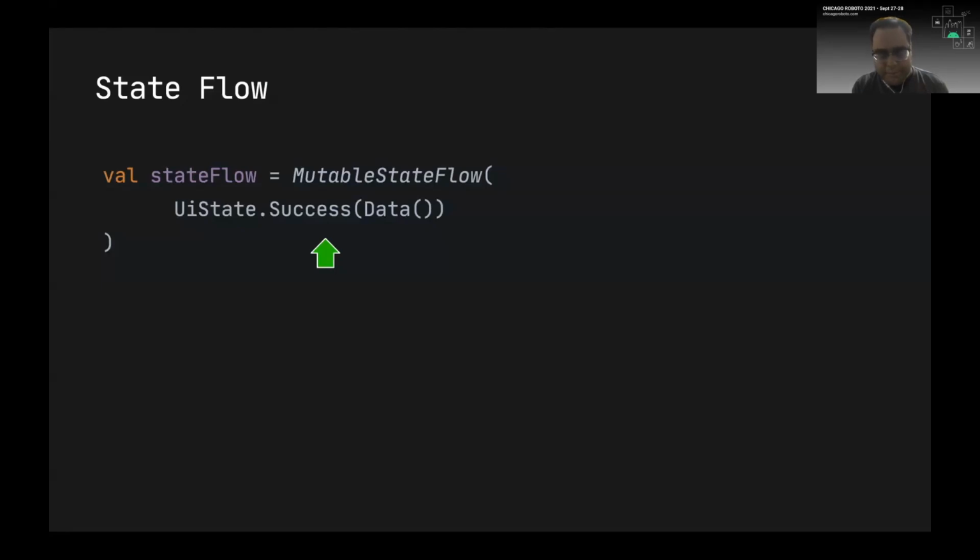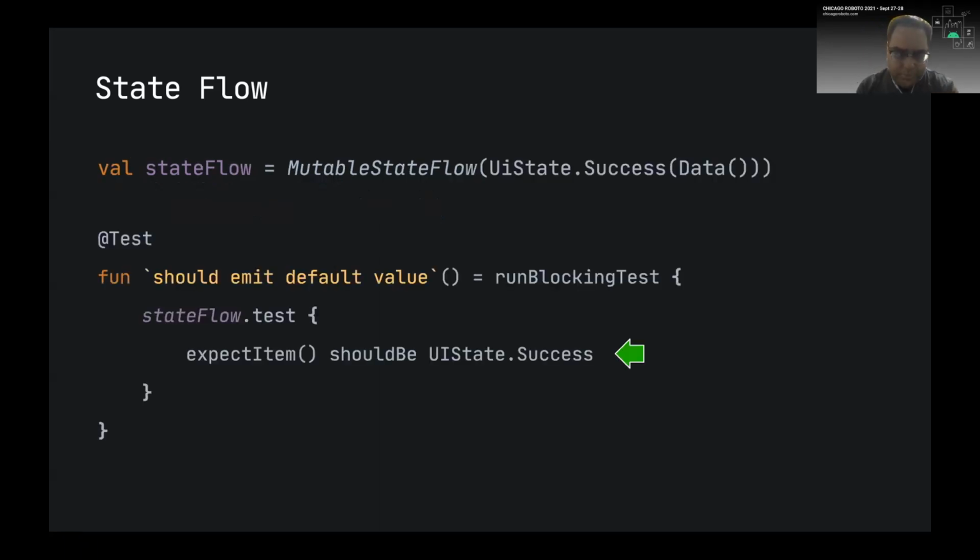So I have this state flow in my view model. One common practice is that in your view model, you have an internal state flow that you push things to, but you expose a read-only flow externally. There is a method called asStateFlow, I think it's called. So here's a very simple example where I'm just testing that the first thing that is going to emit to your view is the default value, which is success. That's what I'm basically testing here.